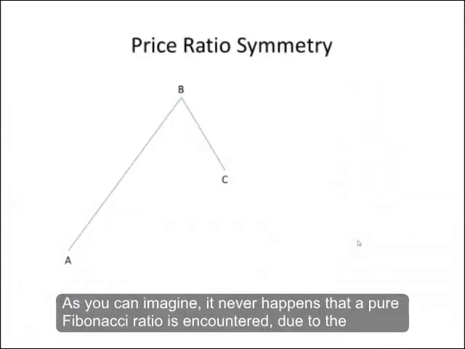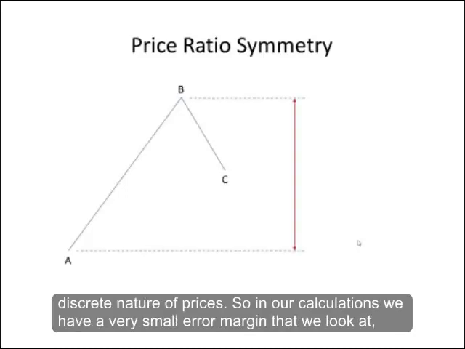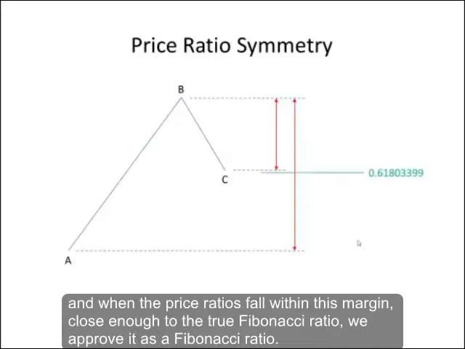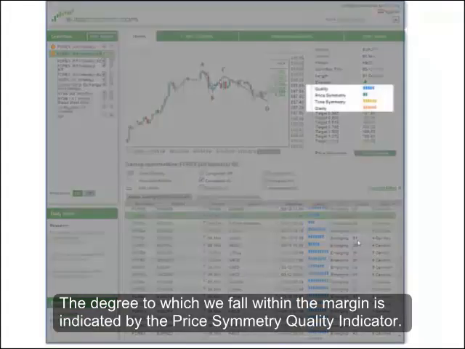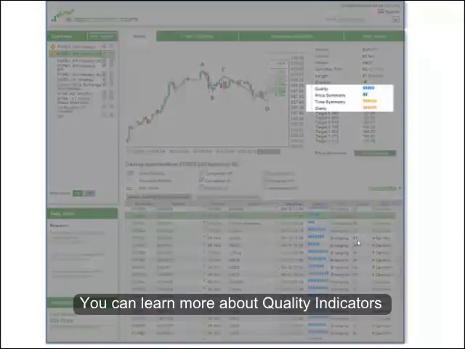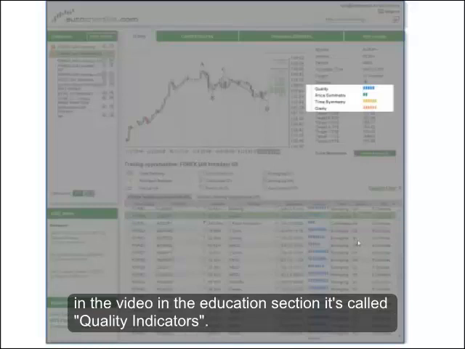As you can imagine, it never happens that a pure Fibonacci ratio is encountered due to the discrete nature of prices. So in our calculations, we have a very small error margin that we look at, and when the price ratio falls within this margin, close enough to the true Fibonacci ratio, we approve it as a Fib ratio. The degree to which we fall within the margin is indicated by the price symmetry quality indicator. You can learn more about these quality indicators in the video called Quality Indicators.